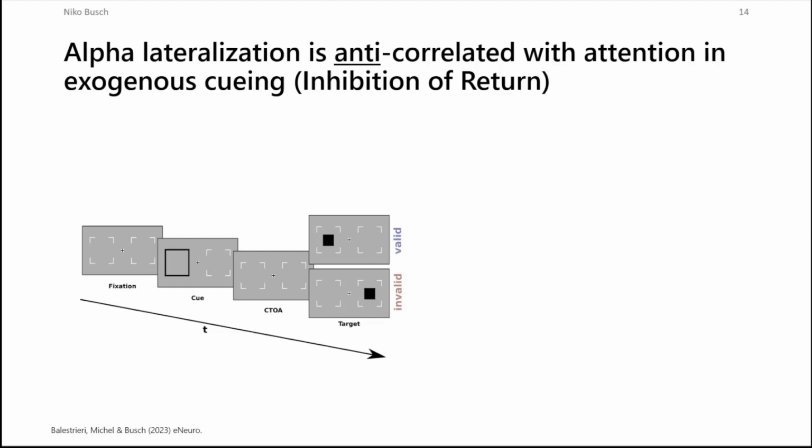Then there is a brief interval, and then we present a target. And the task is simply to, when the target appears, press the button as fast as possible. No discrimination. We don't want to know what the target was. Just press the button as fast as possible when the target appears. And the target can appear at the cued location or at the non-cued location.